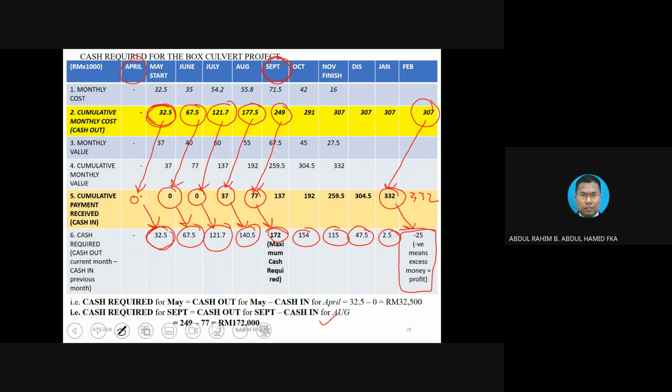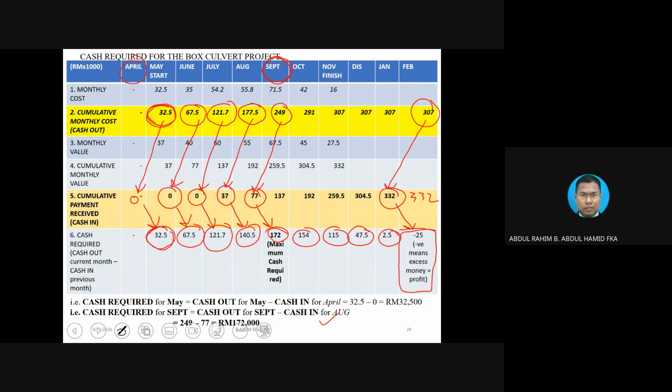Okay, this is the answer that we want. How much is the money required? It's basically 172K when it is required in September. Okay, and during the exam, I mentioned to you, we don't need to draw the graph, whatever, because all the answer is here already.